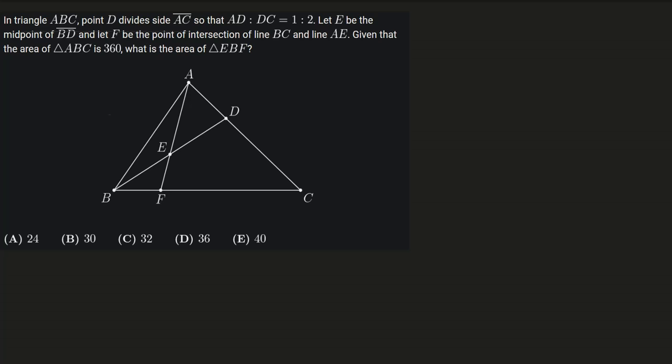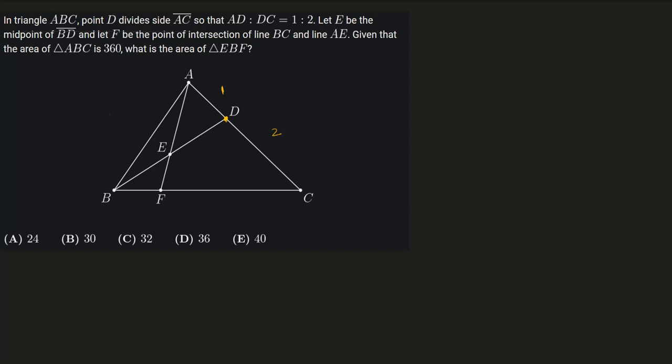Let's look at this problem. In triangle ABC, point D divides side AC so that AD to DC equals 1 to 2. So we have this point D. So this is 1 and this is 2. That's the ratio, remember. It's not the length of the side. It's the ratio of the two lengths.